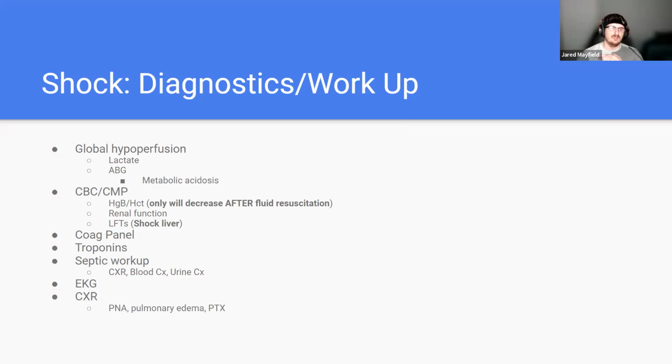CBC, CMP, you'll suggest this to your resident or attending. In terms of the hemoglobin and hematocrit, I bolded this too because this will show up on a URL question, it'll show up on STEP. And in clinical practice, you need to know that in hemorrhagic hypovolemic shock or any type of hemorrhage in general, you're only going to see a change in the hemoglobin and hematocrit after you give fluids.